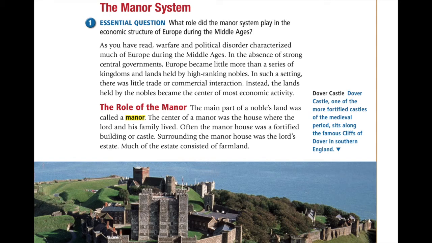The role of the manor. The main part of a noble's land was called a manor. The center of a manor was the house where the lord and his family lived. Often the manor house was a fortified building or castle. Surrounding the manor house was the lord's estate. Much of the estate consisted of farmland.